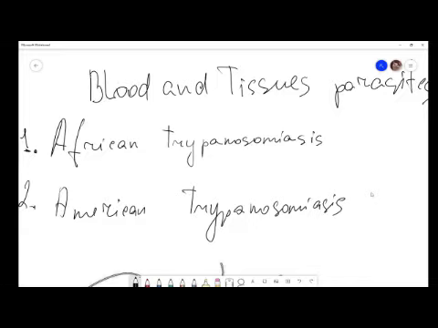There are three forms. They are no different in morphology, but they differ biochemically, ecologically and epidemiologically. And what about morphology? Leave the biochemical, ecological and epidemiological differences to other scientists and go to morphology.